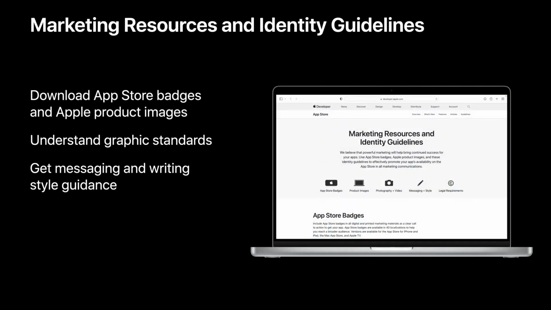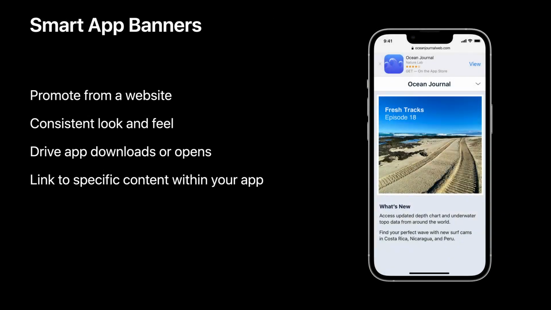This website also links to our App Store marketing resources and identity guidelines. This provides App Store badges and product images, as well as guidance on graphic standards, messaging, and writing style. Another way you can refer people to your product page is with Safari Smart App Banners. These banners display on your website and have a look and feel that's similar to the App Store.